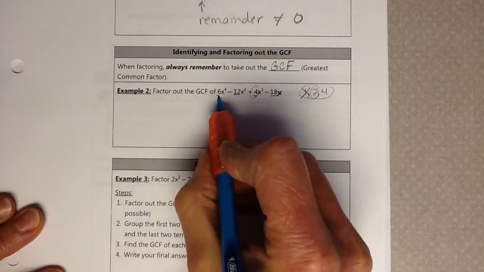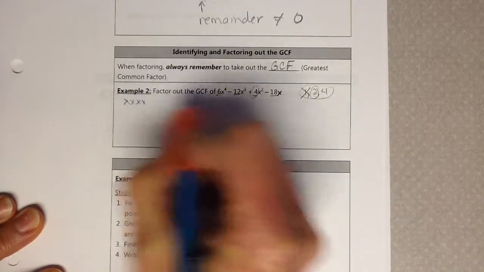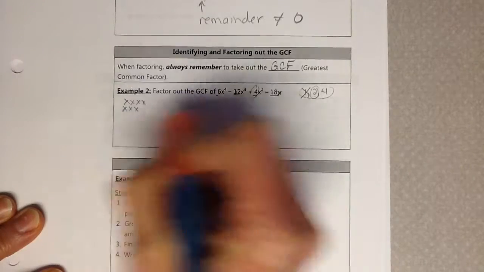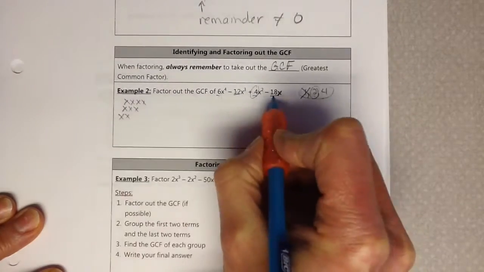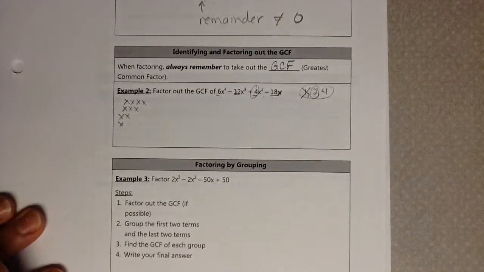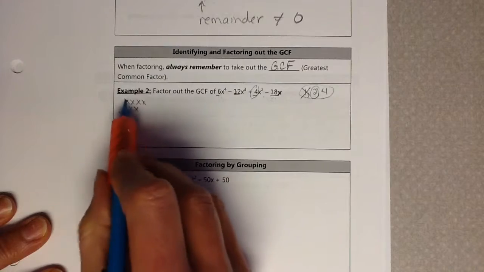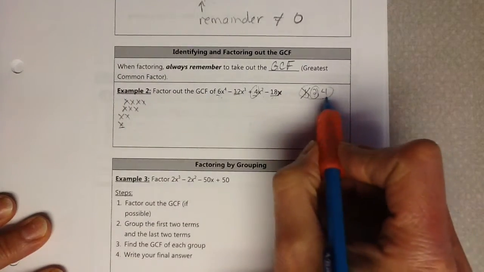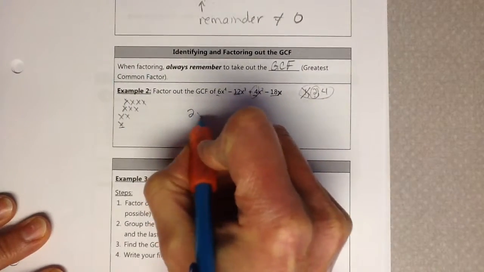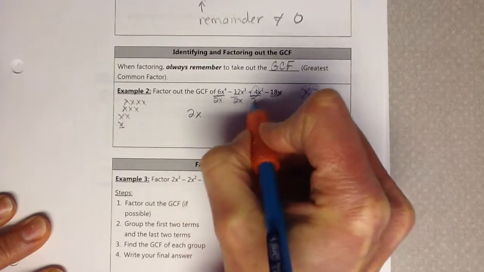When you're looking at the variables, what I want you to think, this one has 4 x's, this one has 3 x's, this one has 2 x's, and this one has 1. So it's the greatest common factor. And the greatest common factor that they have is 1x. They all have 1x. So we're going to pull out a 2x, and that means I'm dividing each one of these by 2x.